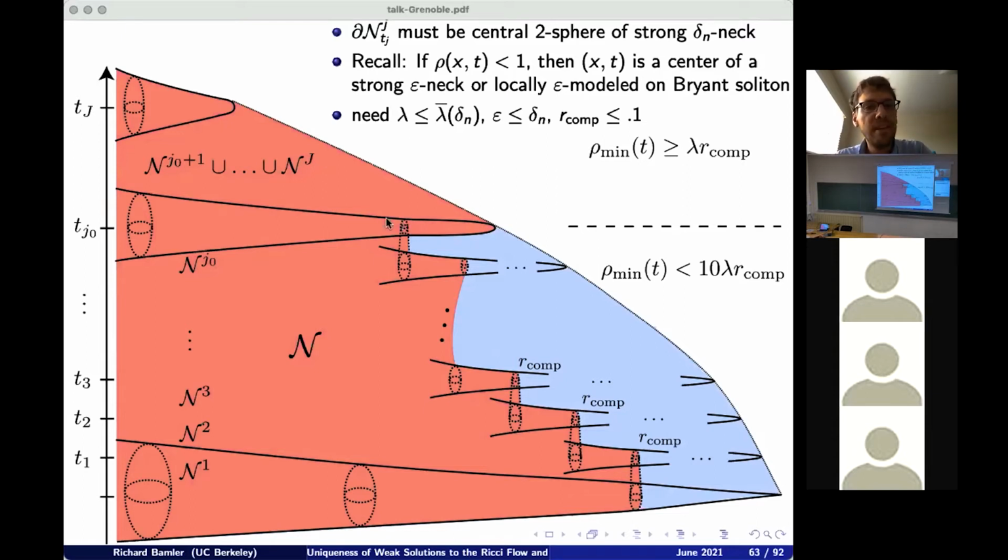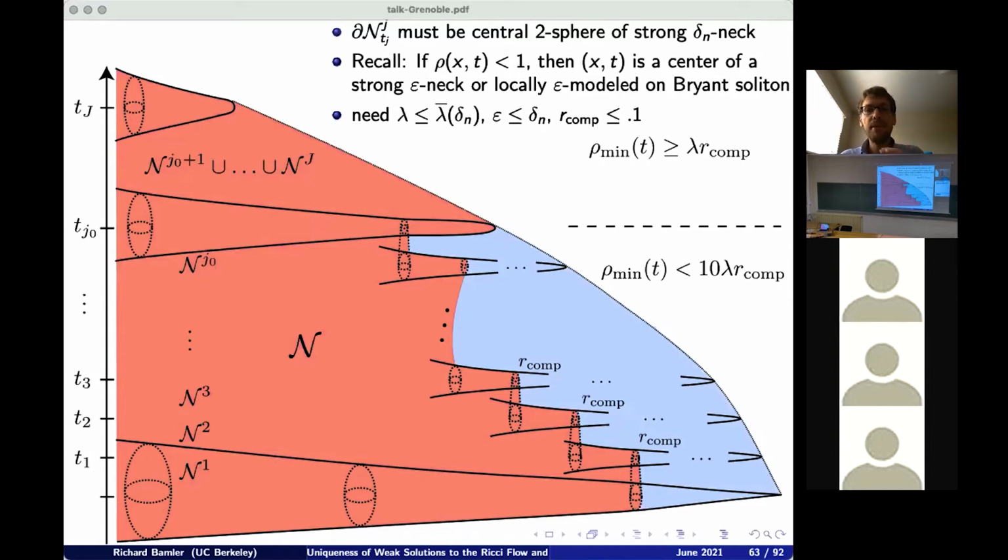So it doesn't look good enough like a strong epsilon or a strong delta n neck anymore. Meaning the scale here has reached the threshold lambda times R comp. And so that's why we can't continue our process anymore, and instead we're just going to fill in this cap. And we're just going to fill in the whole manifold in red. All right. So maybe I should ask, are there any questions on the construction?